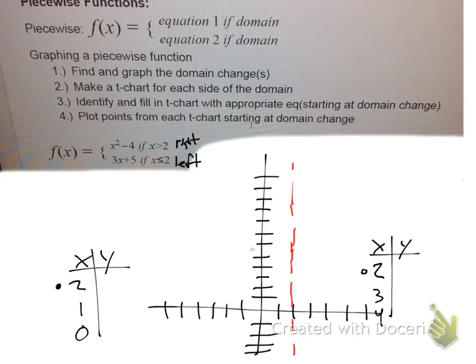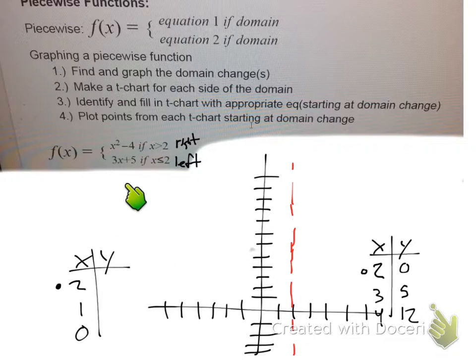And now all I do is fill it in with the right equation. Take a look at the right side. The right side is the top equation. 2 squared minus 4. 3 squared, 9 minus 4. 4 squared minus 4, 12. Everybody got those? Everybody understand that all I did was place them into the top equation because that's where the domain says I should.